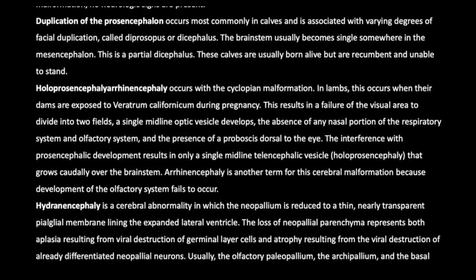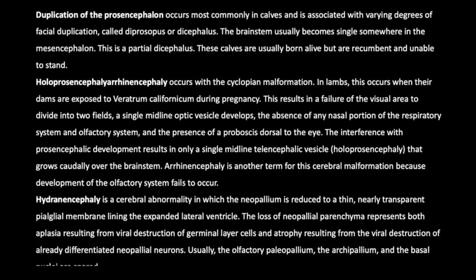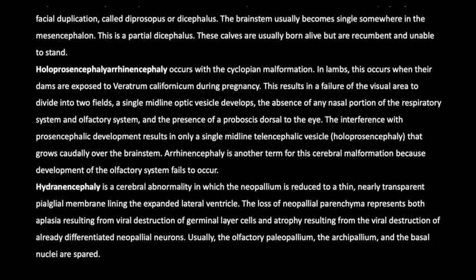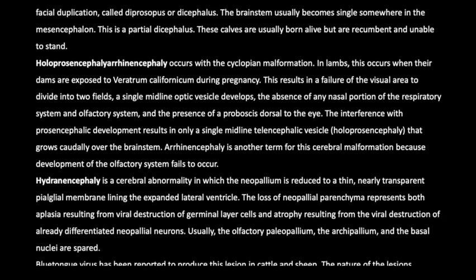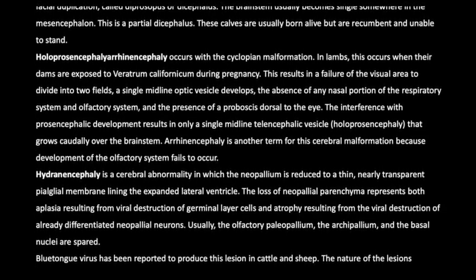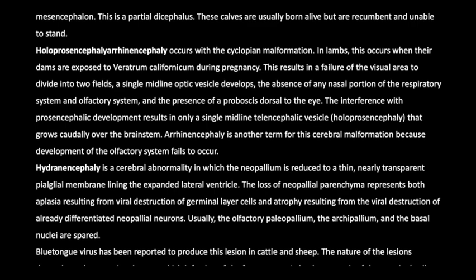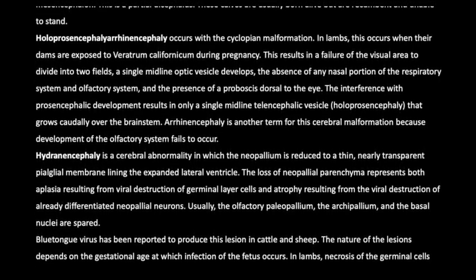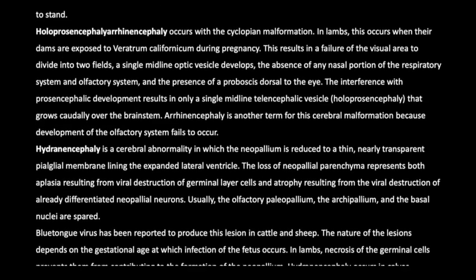Holoprosencephaly occurs with the cyclopean malformation. In lambs, this occurs when their dams are exposed to Veratrum californicum during pregnancy. This results in a failure of the visual area to divide into two fields. A single midline optic vesicle develops, with the absence of any nasal portion of the respiratory system and olfactory system, and the presence of a proboscis dorsal to the eye.